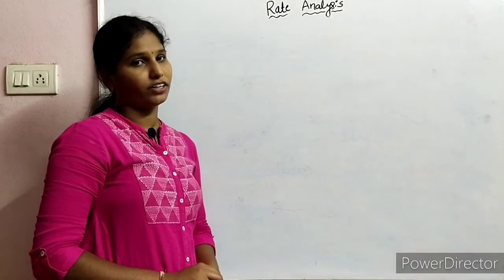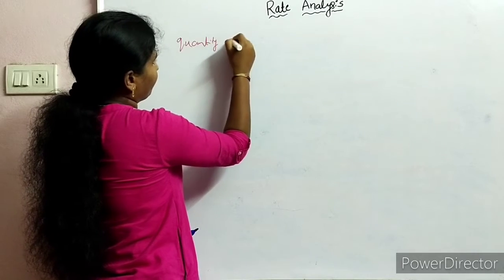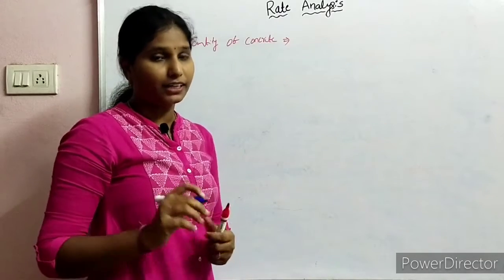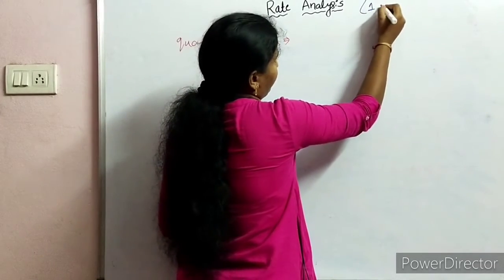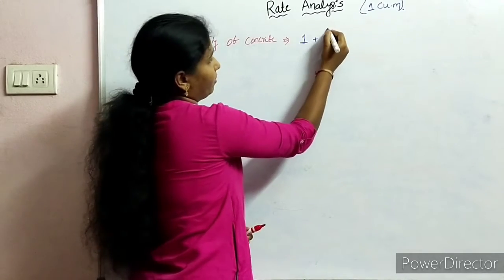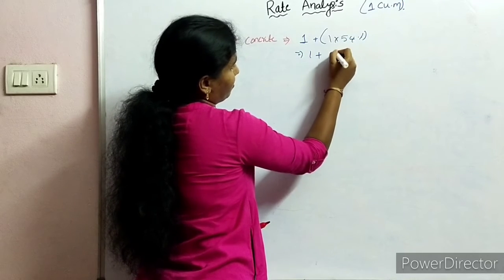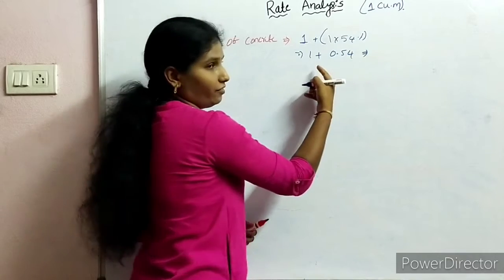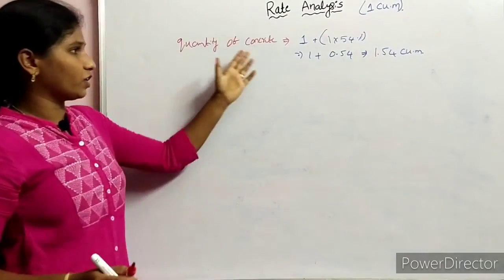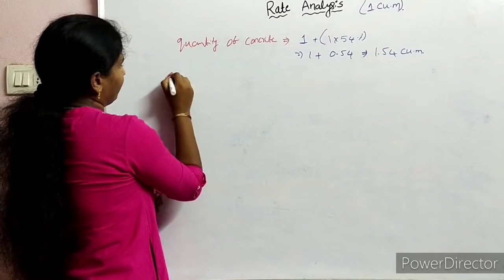Now, calculating the quantity of concrete. For rate analysis purpose, we are calculating the quantity for 1 cubic meter. So calculating for 1 cubic meter, and 54% of volume is increased. That means 1 plus 0.54, here we will get 1.54 cubic meter. Quantity of the concrete is 1.54 cubic meter.